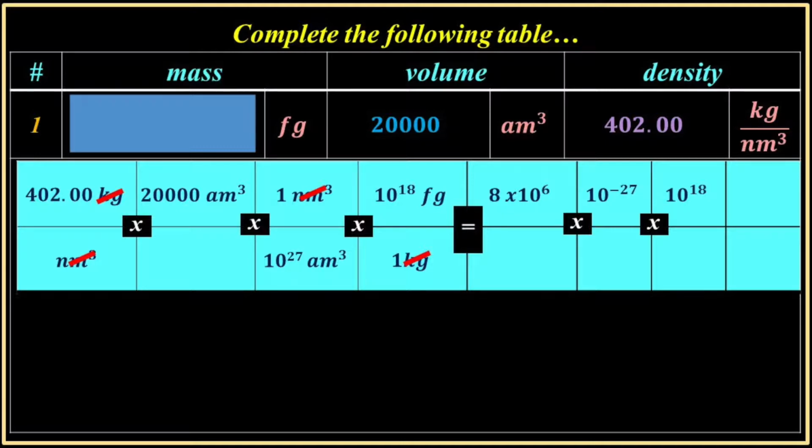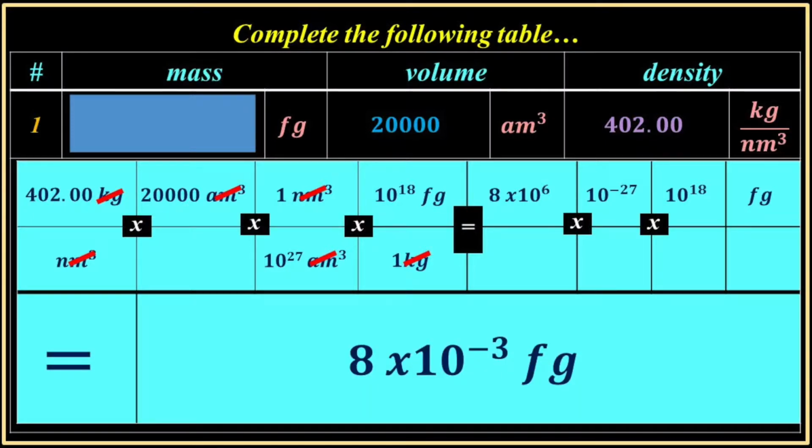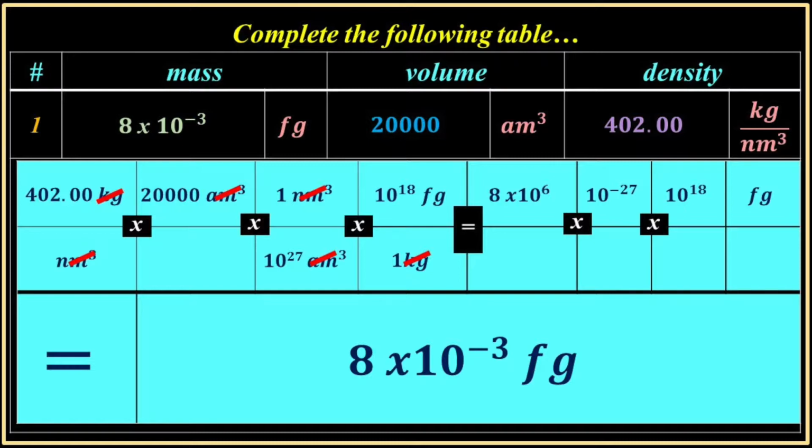There's your cubic nanometers are canceling, and let's let that go a little bit more slowly. Maybe I'll speed it up a little bit. There's the cubic attometers are canceling, and you're left with femtograms, and then it's going to all equal. We'll put a big equal sign in, and that'll be 8 times 10 to the -3 femtograms. So that's when you multiply everything out, and that's what you're left with.